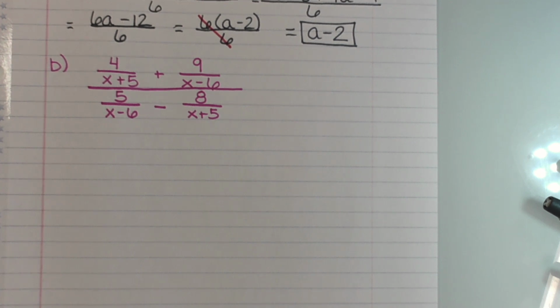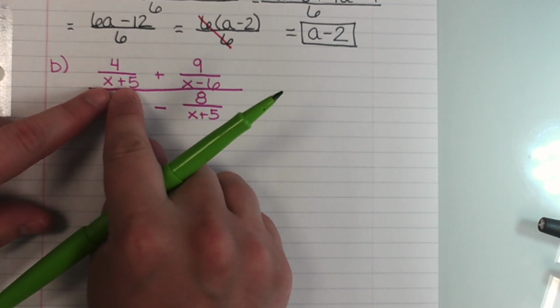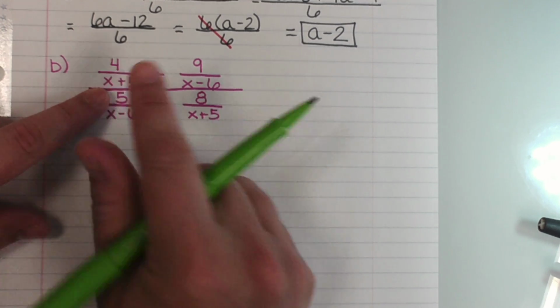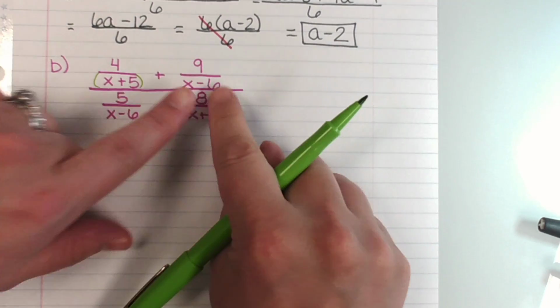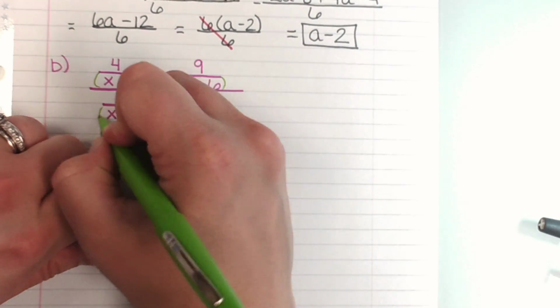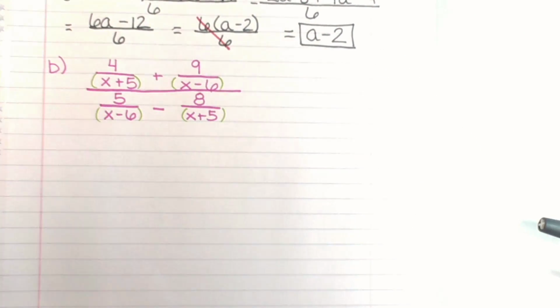So, least common denominator of all my baby fractions. How many of them are there? 4 fractions to look at. I see a denominator of an x plus 5. Can I factor it? X minus 6. None of those denominators factor.